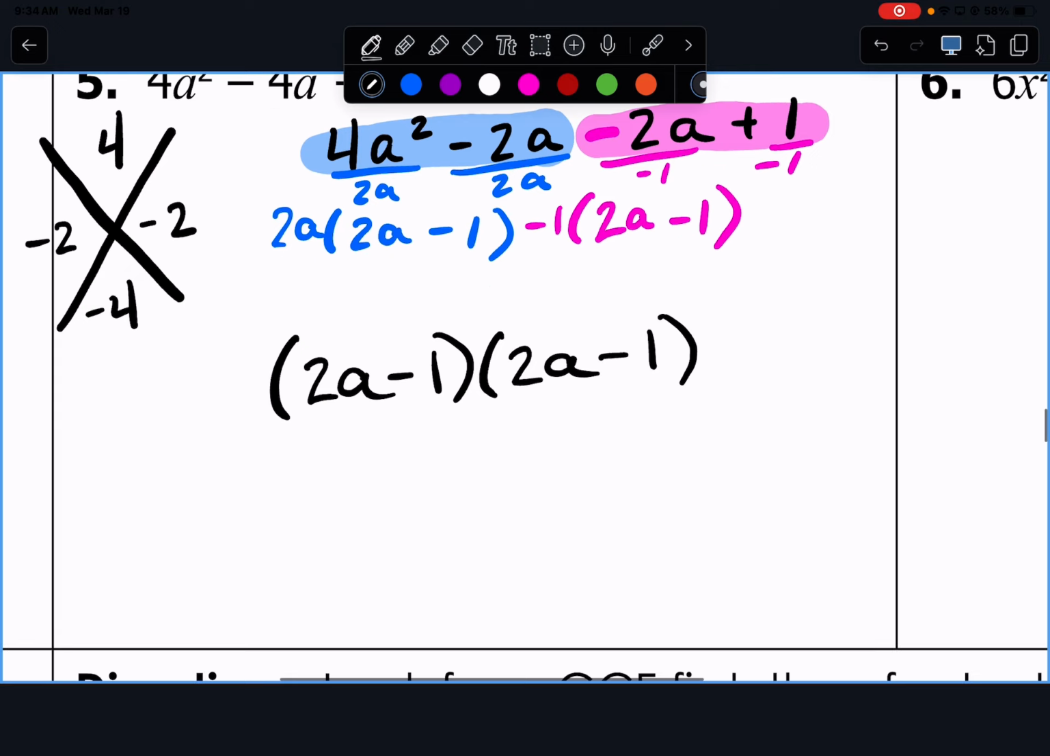All right. Now, what do you notice about those two things? They're the same. So I can also write my answer as 2a minus 1 squared. That's it.